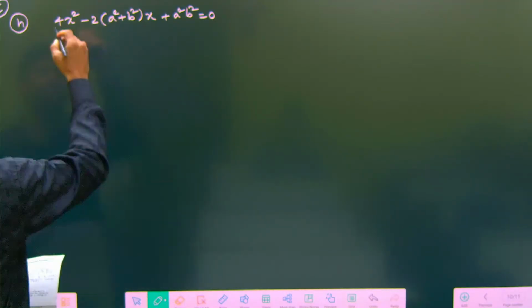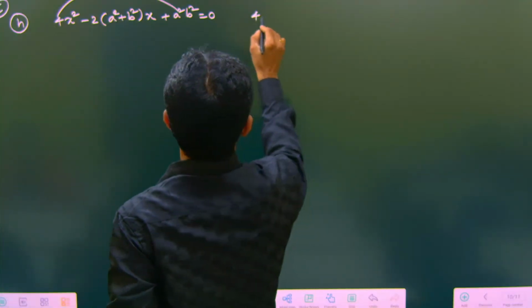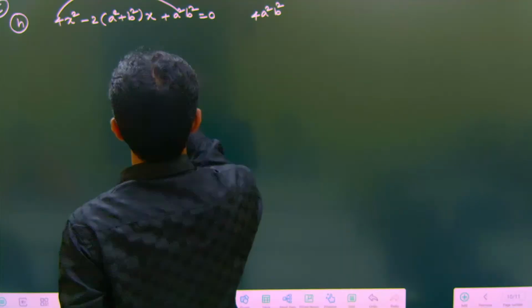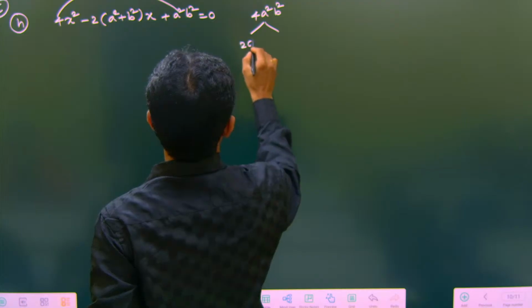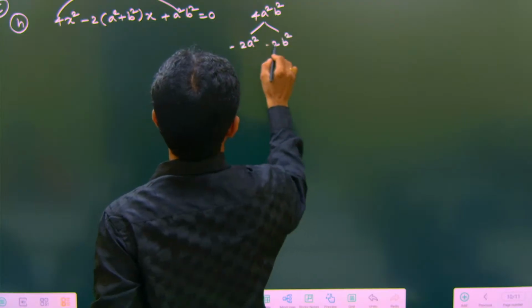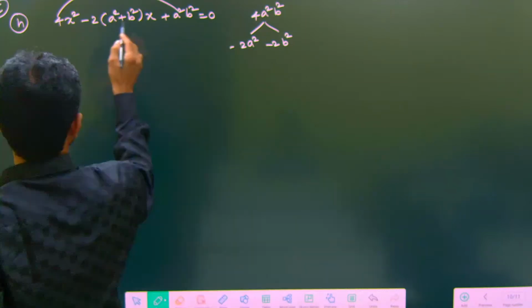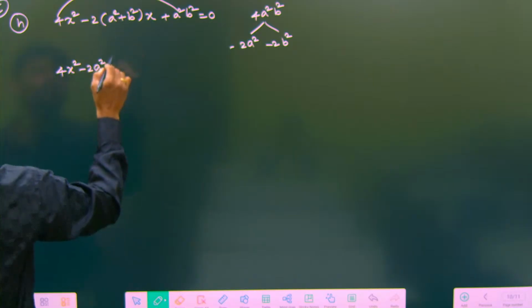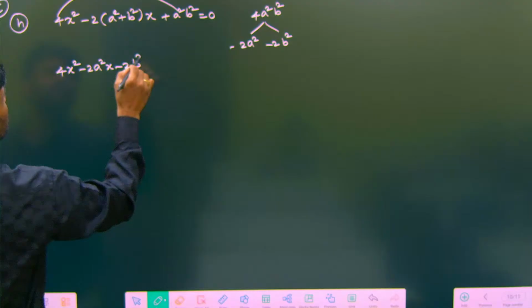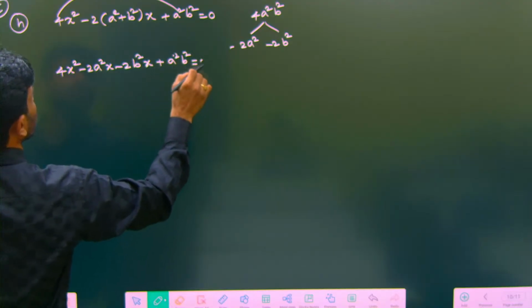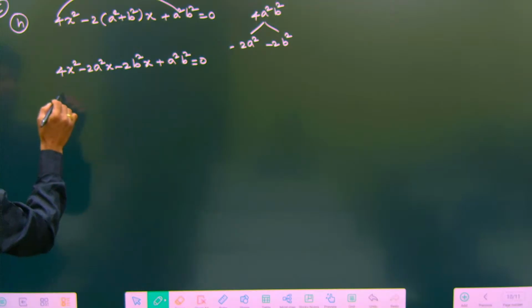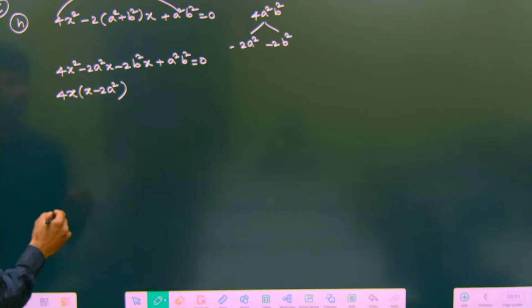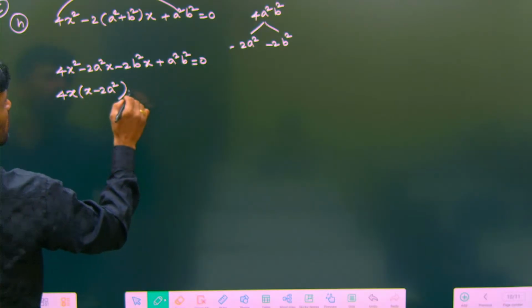So we multiply these two. When we multiply these two, what do we get? 4a squared b squared. Our factors should be 2a squared and 2b squared. Or just multiply this, we get 4x squared minus 2a squared x minus 2b squared x. From these two, what is common? 4x is common, then x minus b squared is left. From these two, what is common? Only b squared is common.